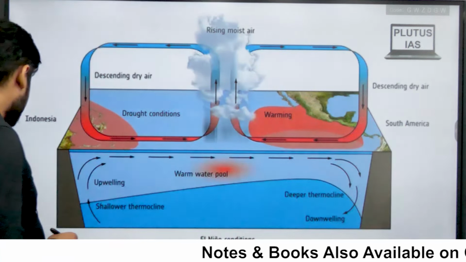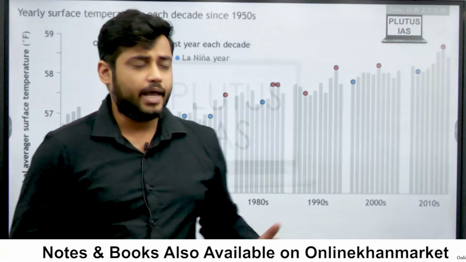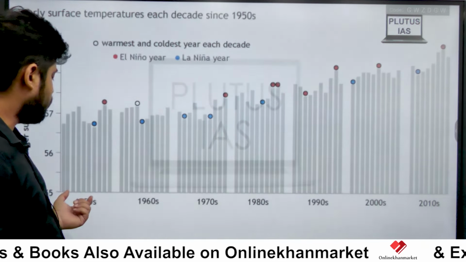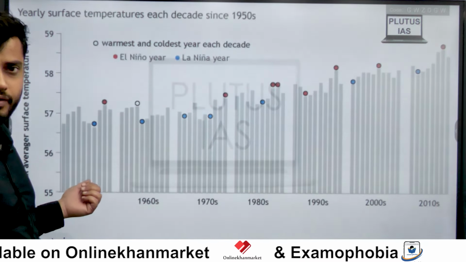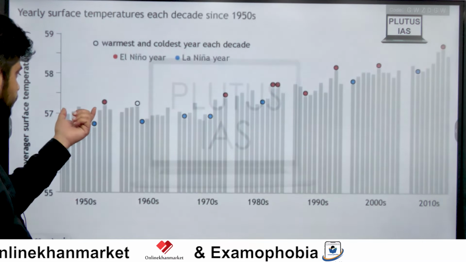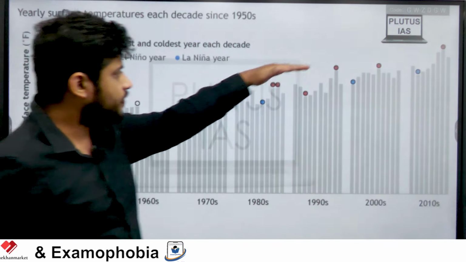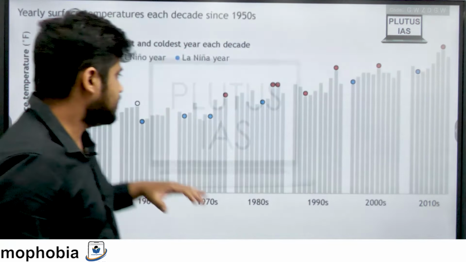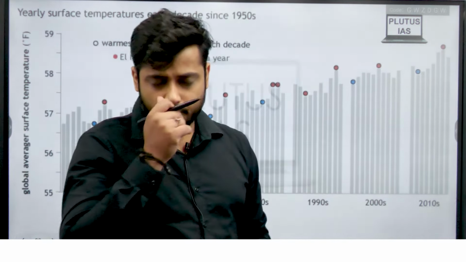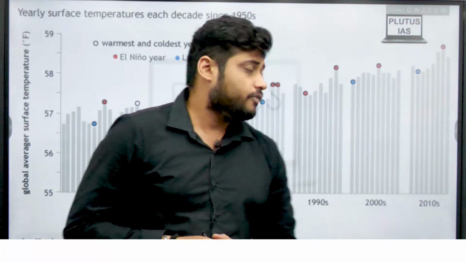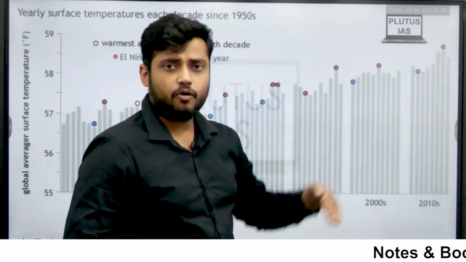So I hope that you have understood this phenomenon of El Nino and La Nina, and I have some data with me. This data is from the 1950s to 2010s. This data is for every year since 1950. So for all these years, we have the average temperature for every year, and we can clearly see that the average temperature is on the rise. This is the surface temperature, given in degrees Fahrenheit, and 1.8 degrees Fahrenheit is equivalent to 1 degree Celsius. So we can very clearly see that the average temperature of the surface of the earth is on the rise.